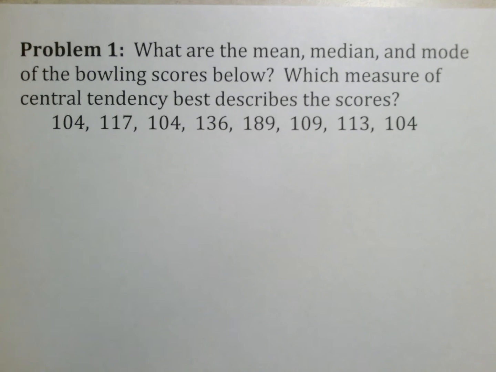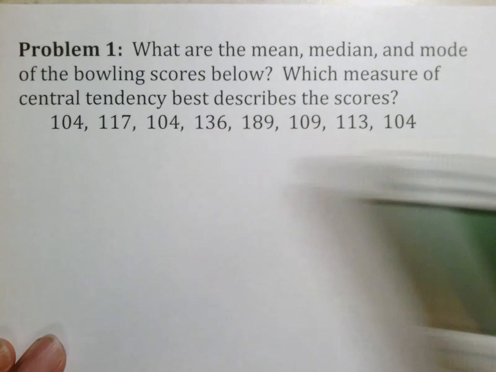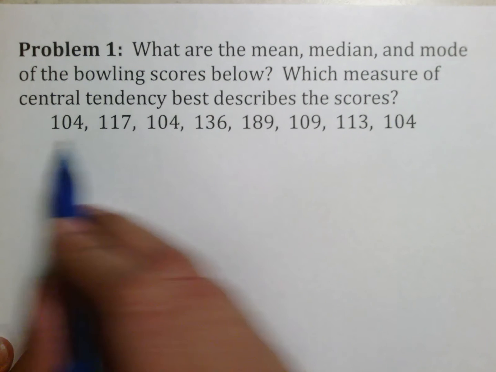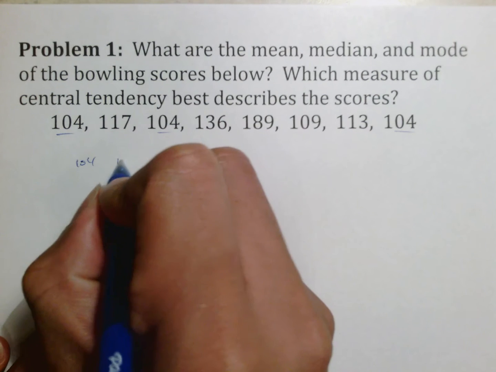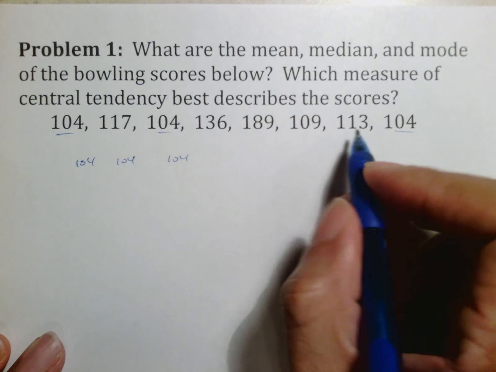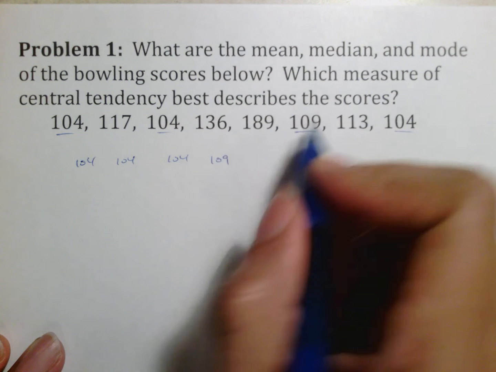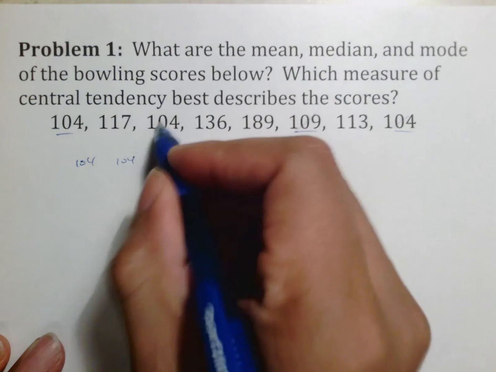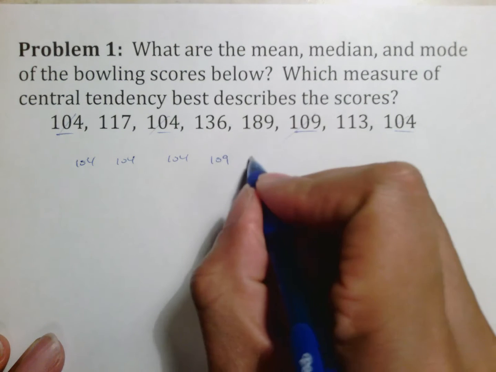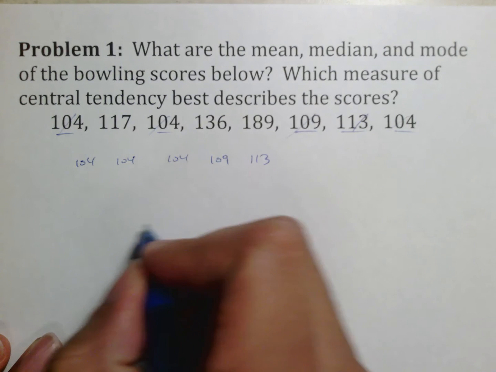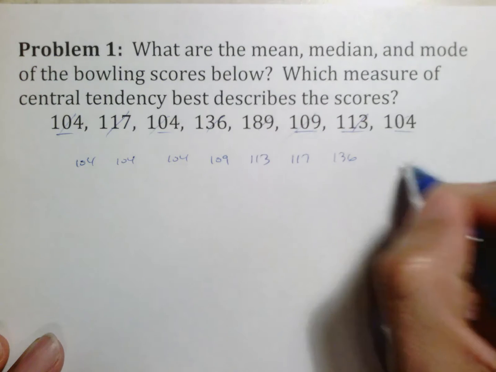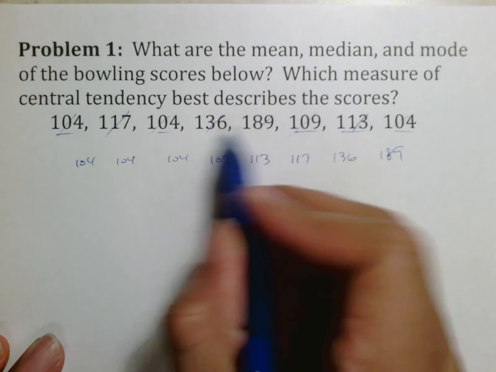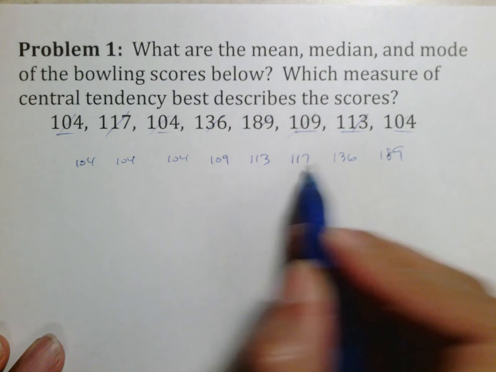So looking at this, a lot of the problems are going to ask you for a lot of different things. For example, it's going to ask for mean, median, and mode. Well, mean's not that bad, and in all honesty, if it's asking for all of them, I would just put them in order first. So we've got the lowest number of 104 three times, and then 109, then 113, 117, 136, and 189. 1, 2, 3, 4, 5, 6, 7, 8.